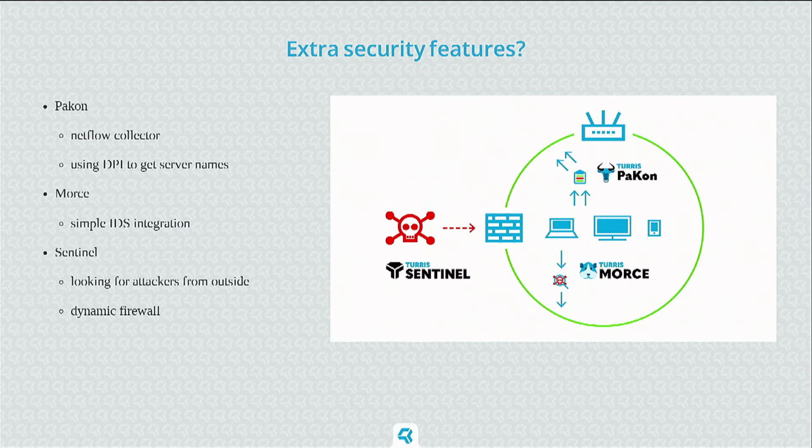But the thing that I'm going to talk most about today is something called Turris Sentinel. And that's basically something similar to what the previous speaker talked about. We are also making a gray list of evil people on the internet. And we have also a dynamic firewall.